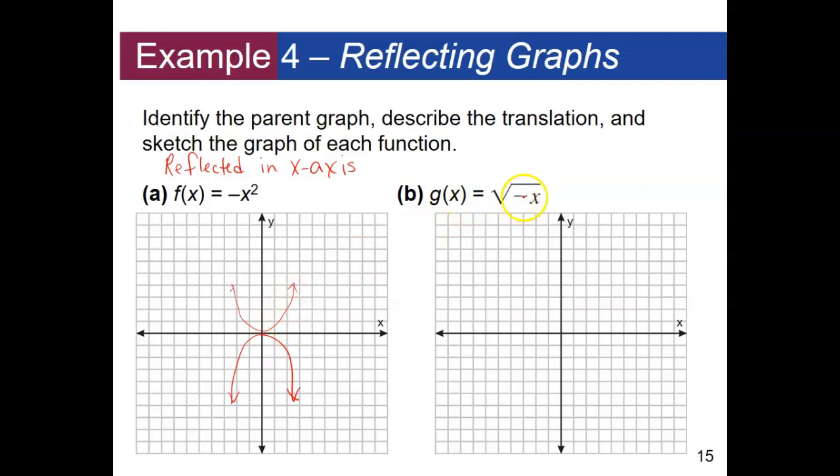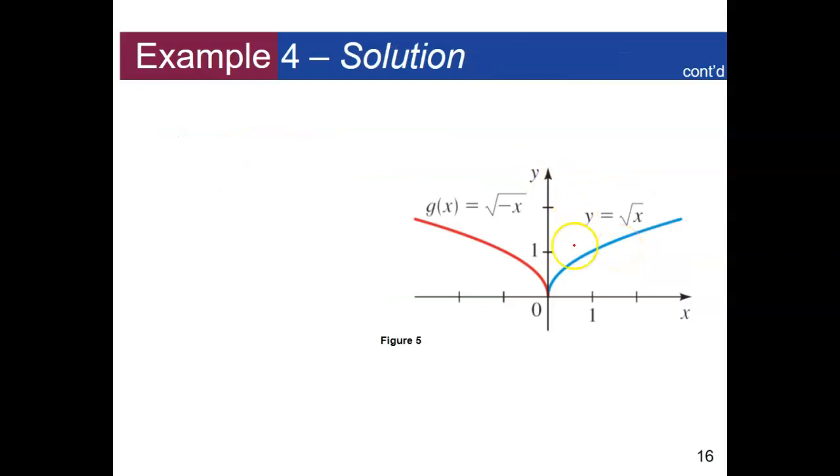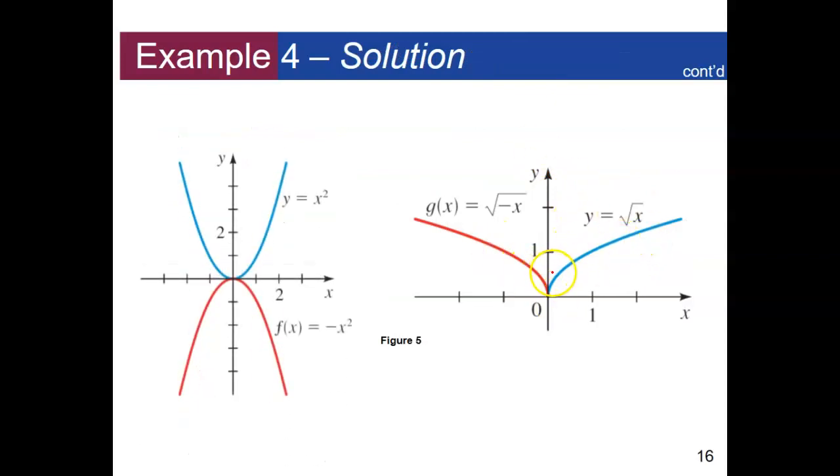Over here we've got the negative inside, so this is one that we did on Desmos. So our normal graph, our parent graph would have looked like that. This one's going to look like this, reflecting it in the y-axis. Okay, so this one would be a reflection in the y-axis. Okay, so again, you can see this a little bit clearer with these graphs.